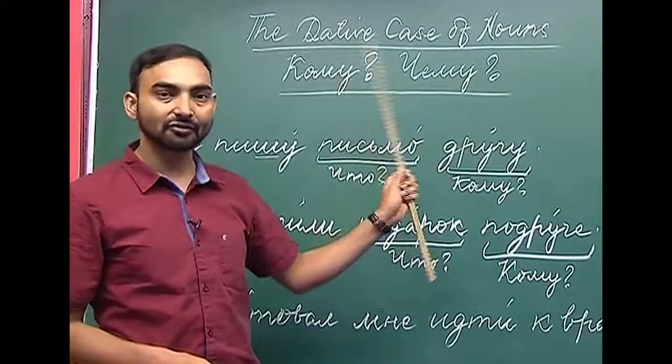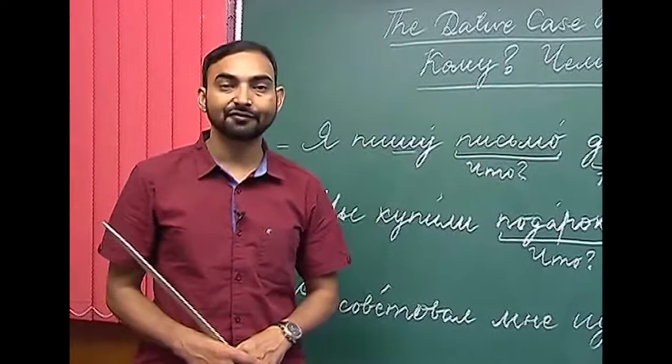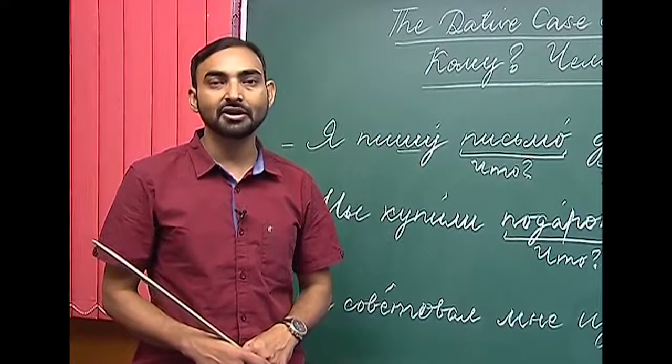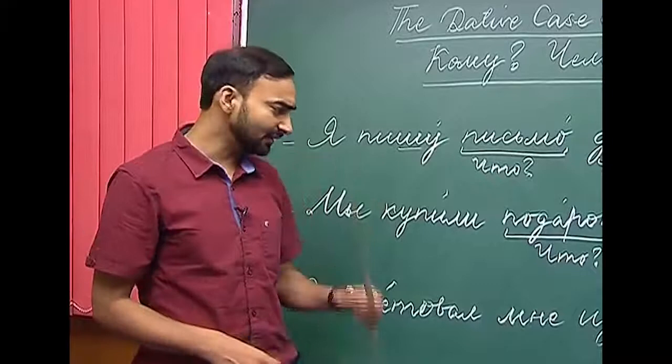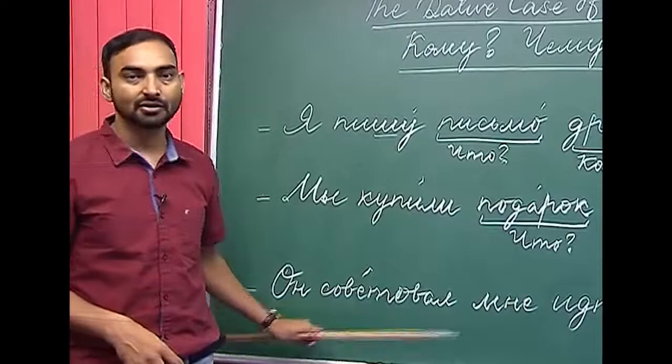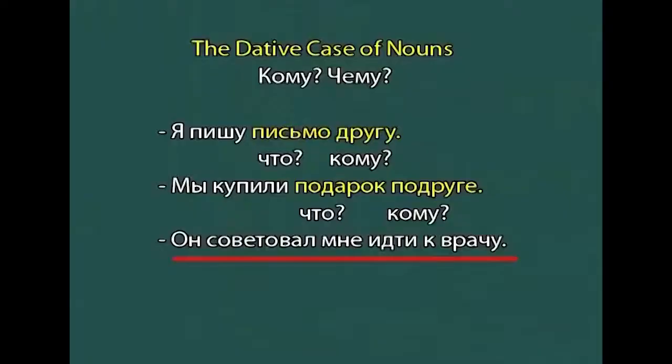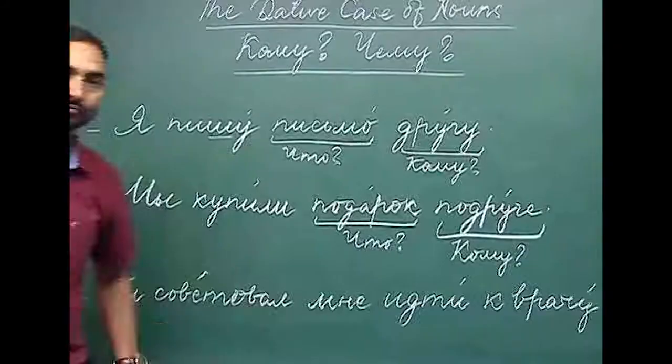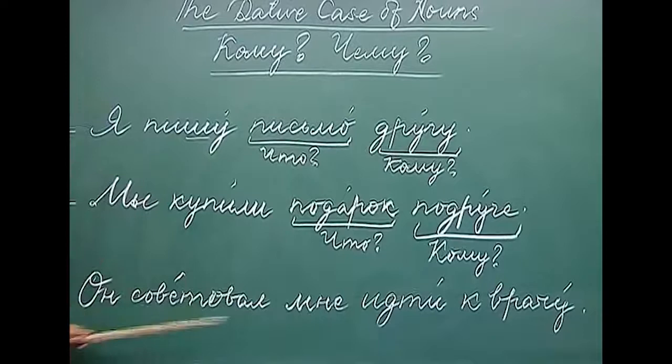Now, there are some verbs which have inherent direct objects in their meaning. So that is why when we use them in a sentence, we will not write any direct object. For example, let us take savyetavach. Savyetavach is a verb which means to advise. On savyetaval mnie ichik vrachu. He advised me to go to a doctor.